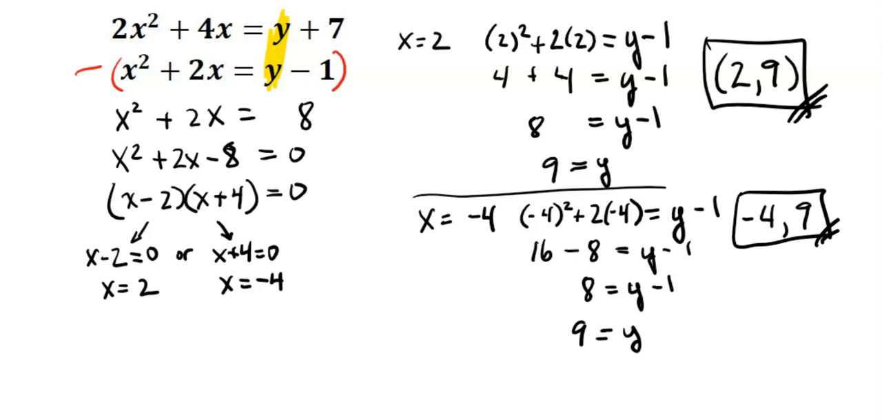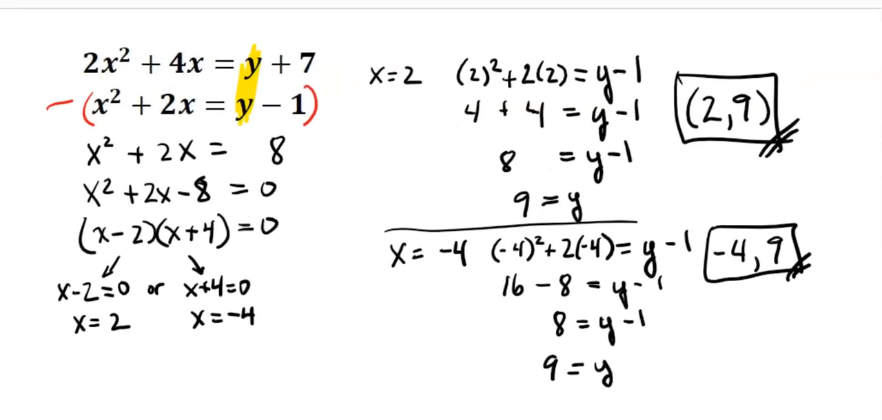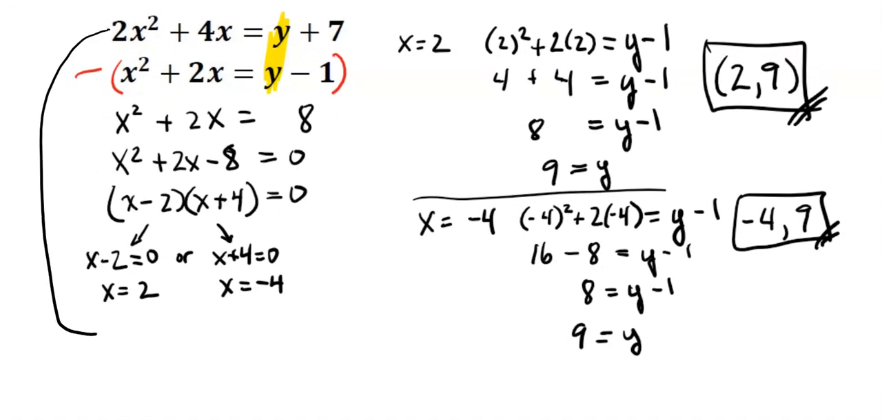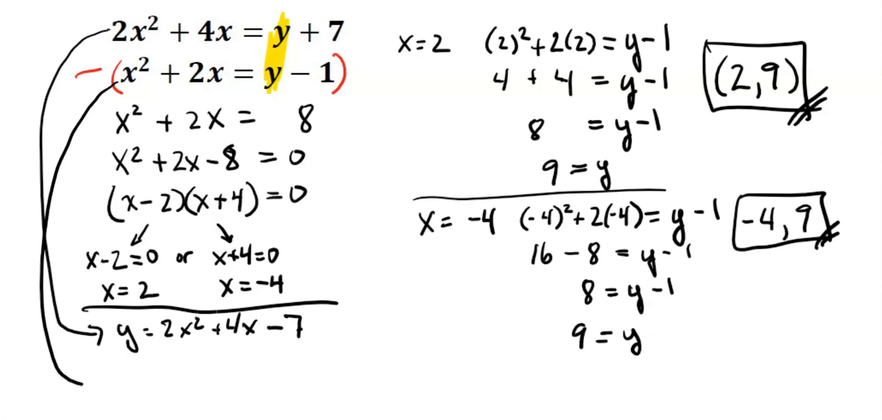Now we could check these graphically. We started this unit by solving systems graphically. But in order to do so, we need to make sure that we had this solved for y. And so this top equation would be y equals 2x squared plus 4x minus 7. And then the next one down would be y equals x squared plus 2x plus 1.